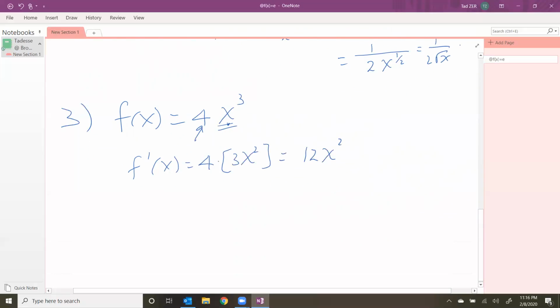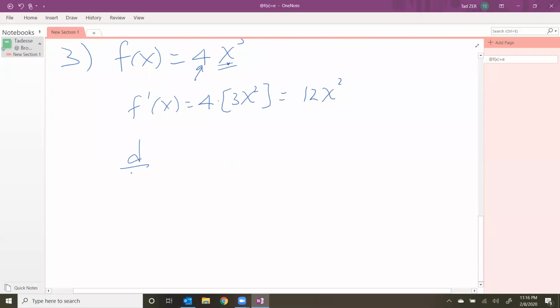12x squared. So the rule says the derivative d by dx of c, any constant, times f of x. In our case here, c is 4. So if you want to find the derivative of a constant times f of x, just factor out the constant, and then it becomes what? The derivative of f of x. That's called the constant multiple rule. I'm sure this is more than enough example.